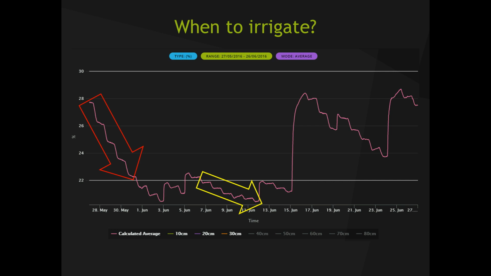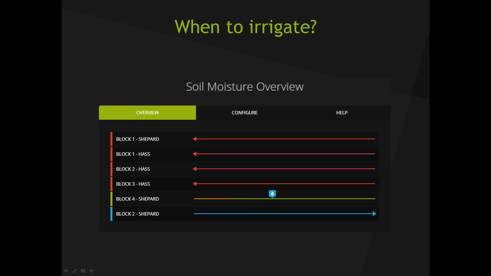The average graph is also where we can set our refill and full points. The aim then is to maintain soil moisture levels between these 2 lines. Once refill and full values have been set for each site, they are listed here on the soil moisture overview.